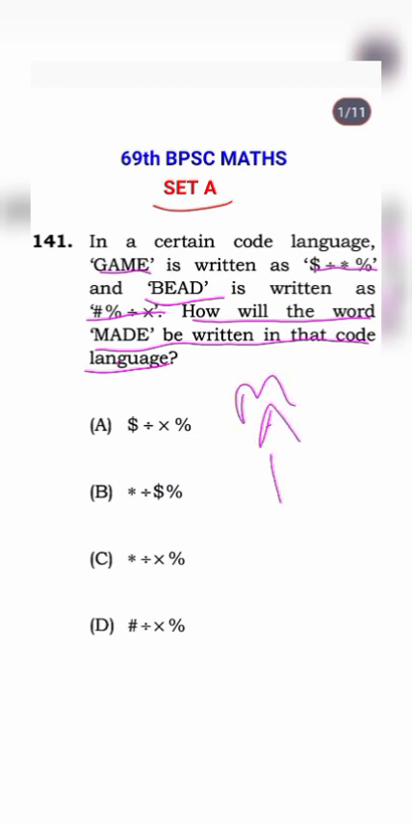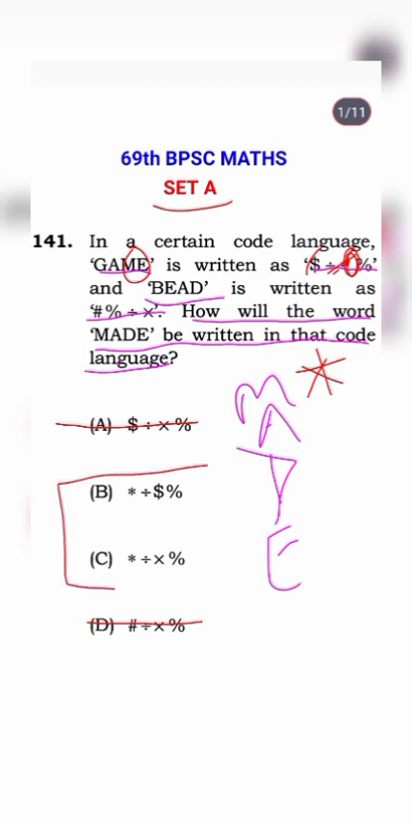The word is MADE. For M, in the fourth position there is a star, so for M it will be star. We call it an asterisk in computer language. So this option and this option will be eliminated, remaining B and C. In the second position both are division, so we move to the third. Here D signifies multiplication, so I think the option is C.